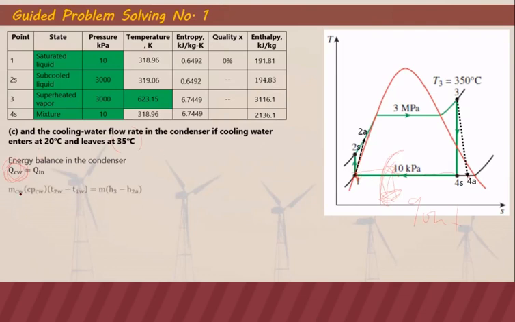So for the cooling water, we can compute the heat as mass of the cooling water times the specific heat of cooling water times the change of temperature of the cooling water equals to the Q output here in the condenser, heat rejected by the condenser. So that is H3 minus H2A.